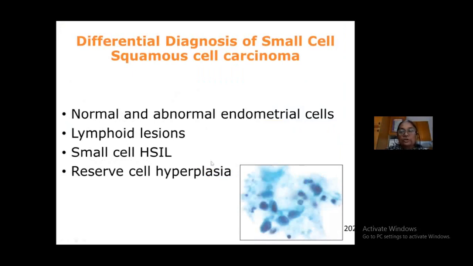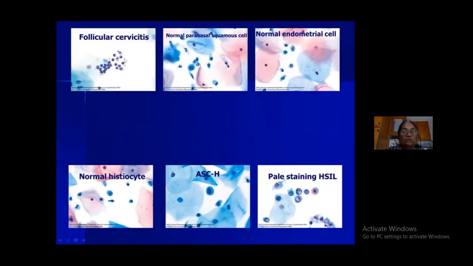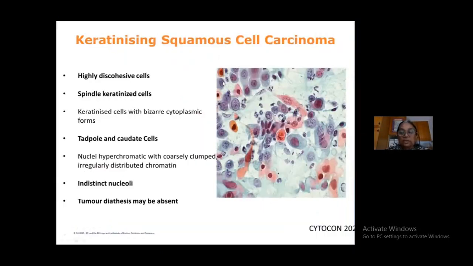Differential diagnosis of small cell squamous cell carcinoma. It can be normal and abnormal endometrial cells, lymphoid lesion, small cell HSIL, or reserve cell hyperplasia. As you can see here, follicular cervicitis, normal parabasal cells, normal endometrial cells, normal histiocytes, pale staining HSIL, and ASC-H, because you cannot see chromatin here. So normal to abnormal, up to the squamous cell or HSIL can give rise to those small cells, so examine them carefully.